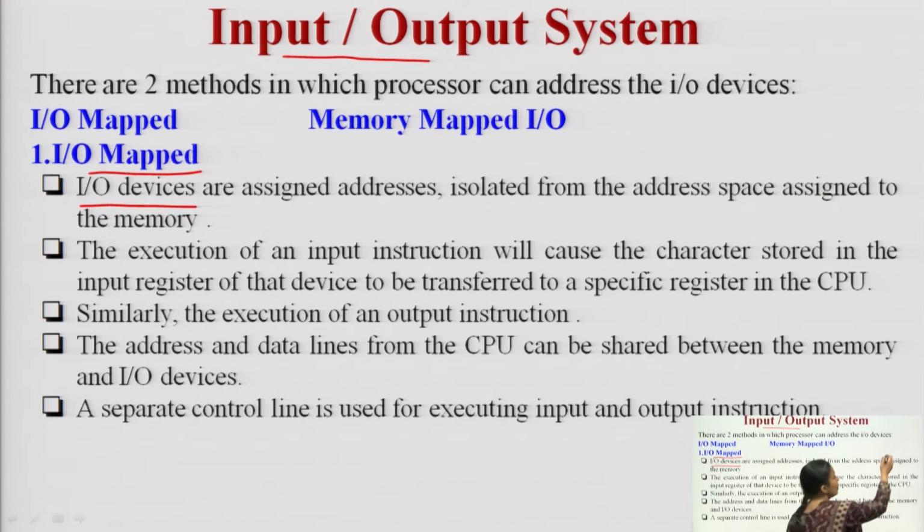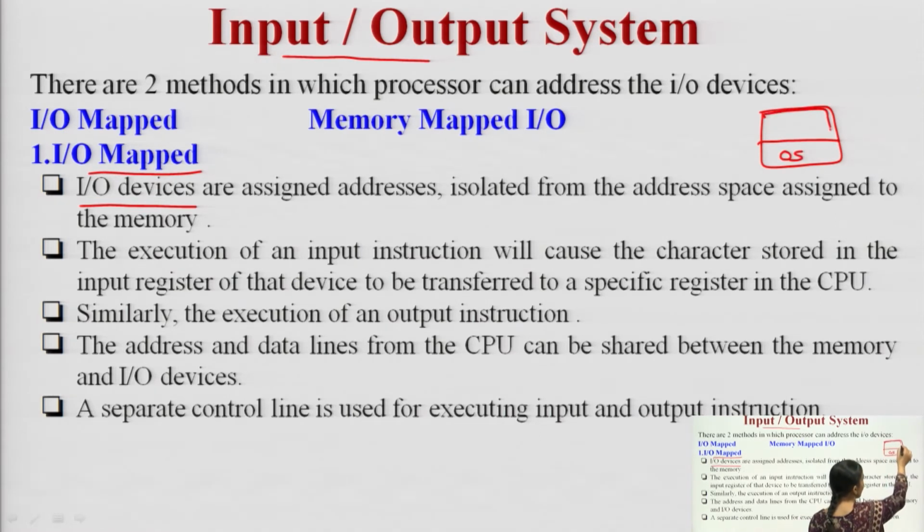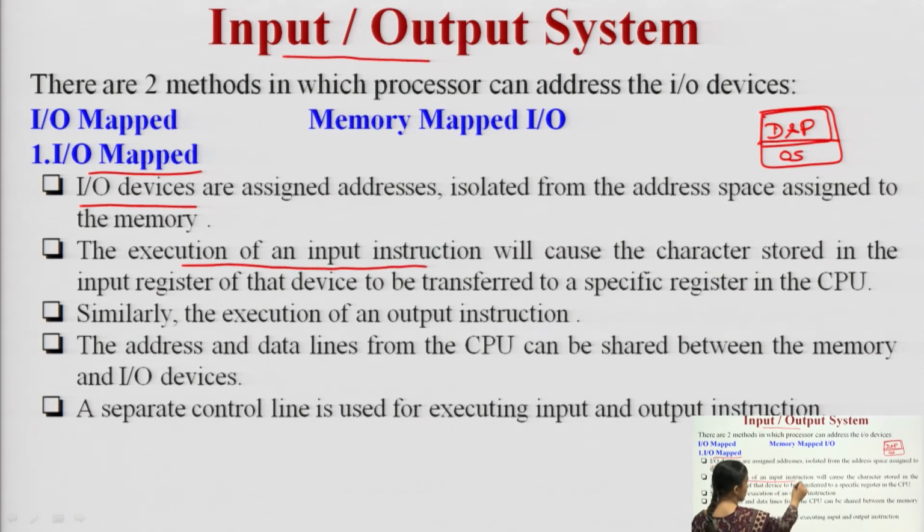As we know, this is our main memory, so some portion is reserved for the OS, and this is the portion of our main memory that is available for storing the data and programs. From this, some portion is reserved where we can generate addresses for storing the data that is being used by IO. Then the execution of an input instruction.